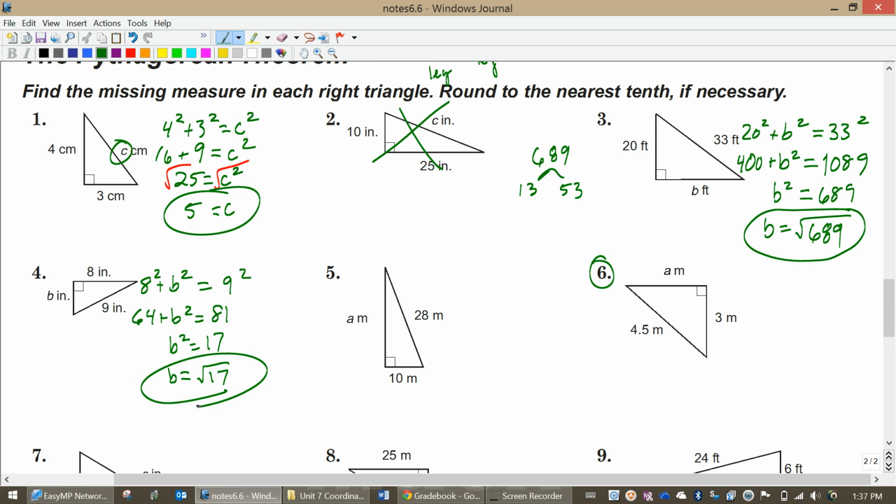Oh, that's nice. Let's do 5, though. 5's fun. It's exciting. So, what's the hypotenuse? 28. Why is that important? That's opposite the right angle, and that goes on the equal side by itself.